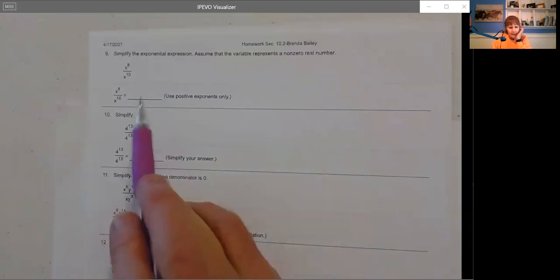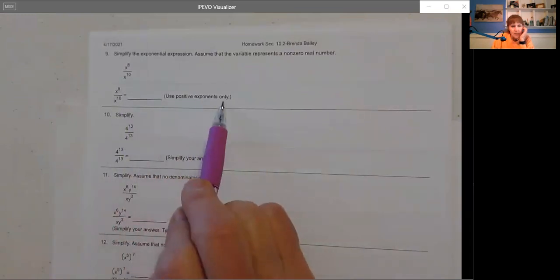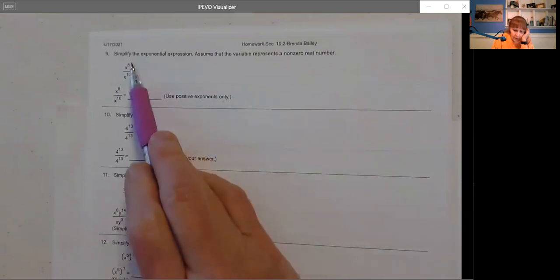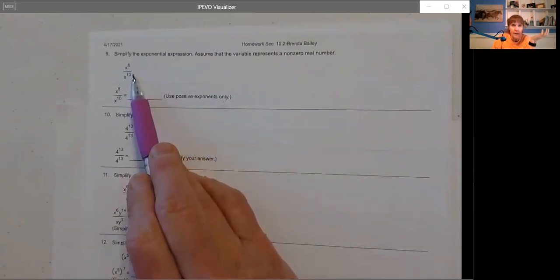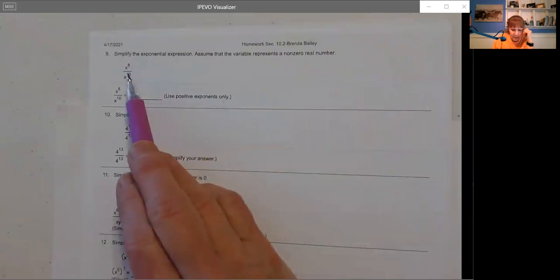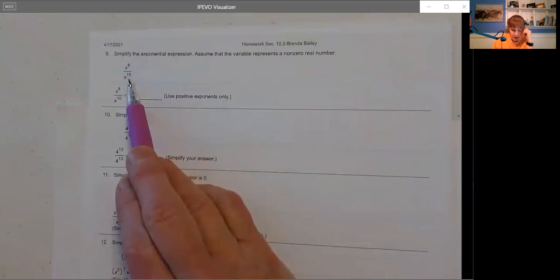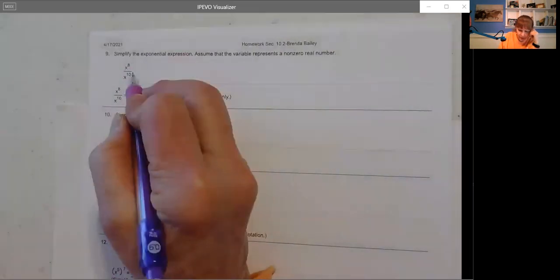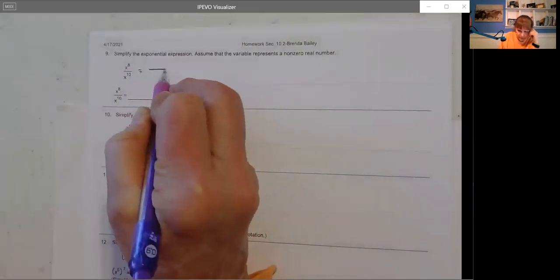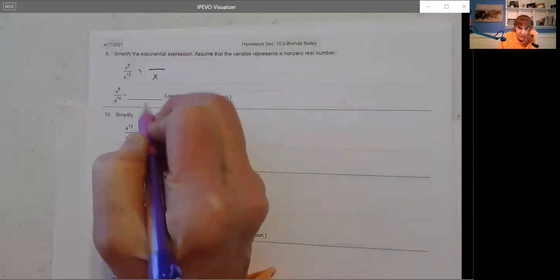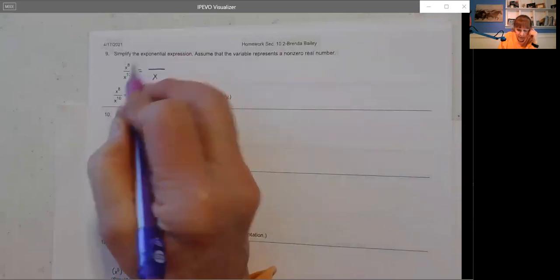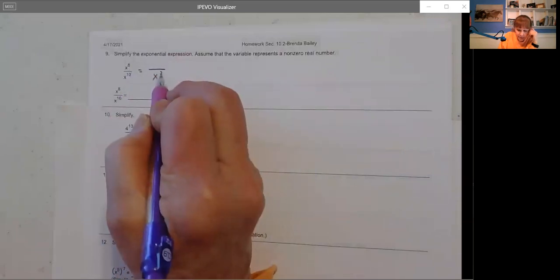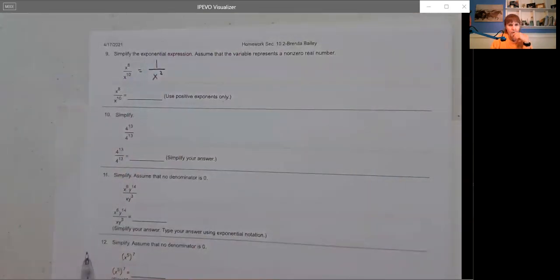On number 9, they want you to use positive exponents only because if you were to take 8 minus 10, you're going to get a -2. Or you just think of it as, all right, I'm going to put my x's in the denominator because there's more of them. This avoids having negative exponents. 10 minus 8 is 2. 1 over x squared is how you'd write that.